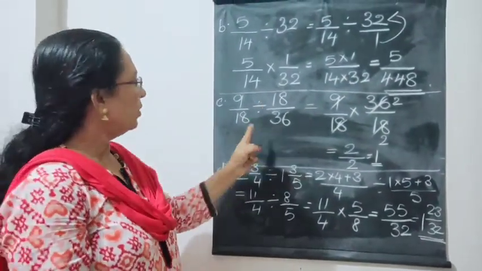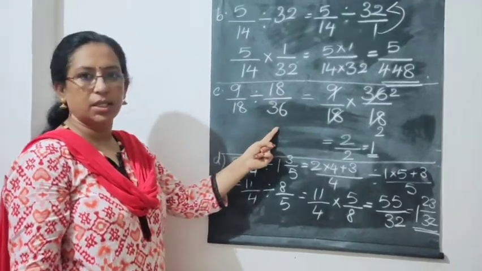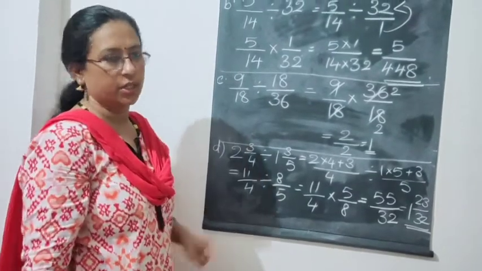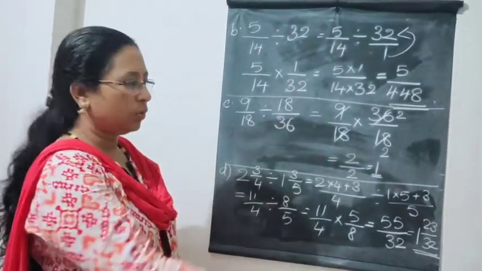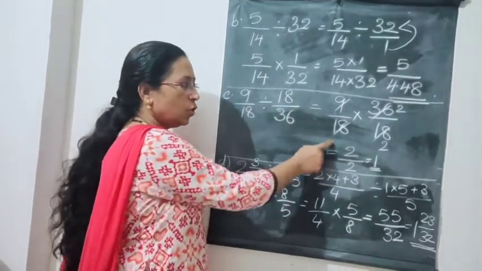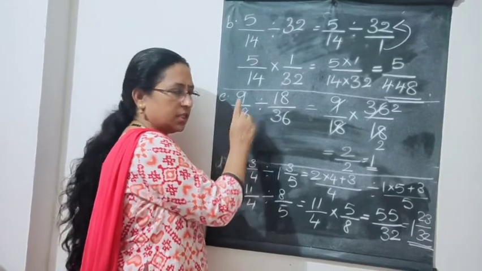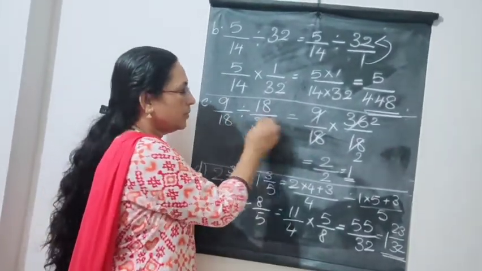Okay. Now another example, 9 by 18 divided by 18 by 36. 9 by 18 is a fraction, 18 by 36 is also a fraction. A fraction is being divided by a fraction. At that time what do we have to do? See, 9 by 18 there is no change because the first fraction we will not change. We write it same to same. Where we have to make the changes, the symbols we have to convert.